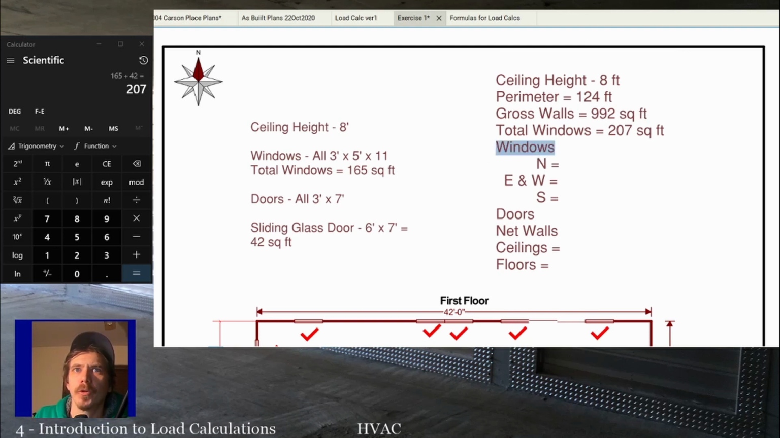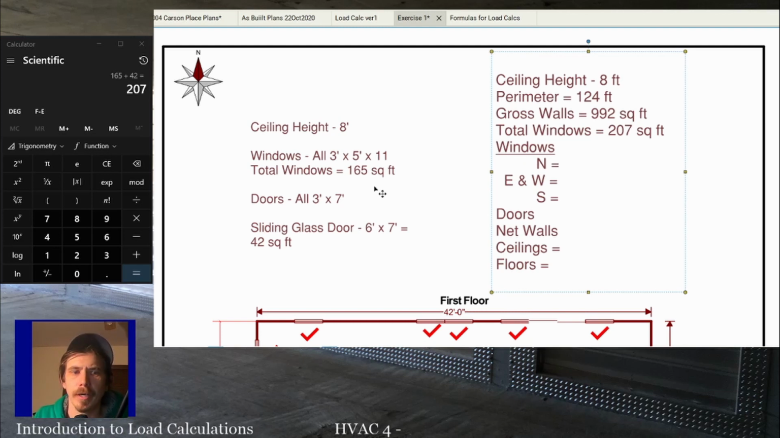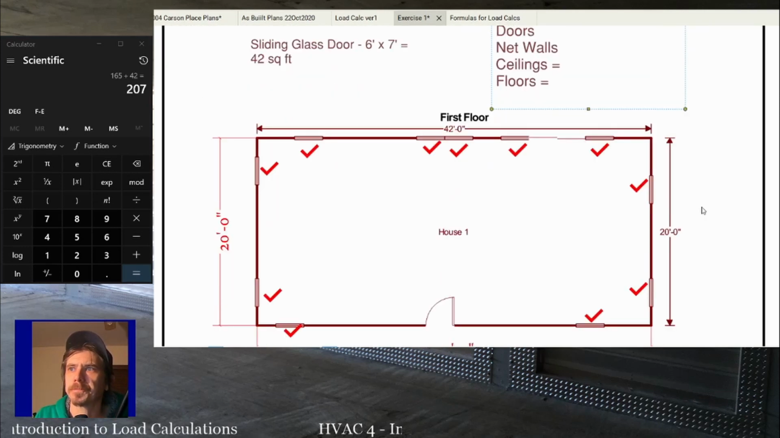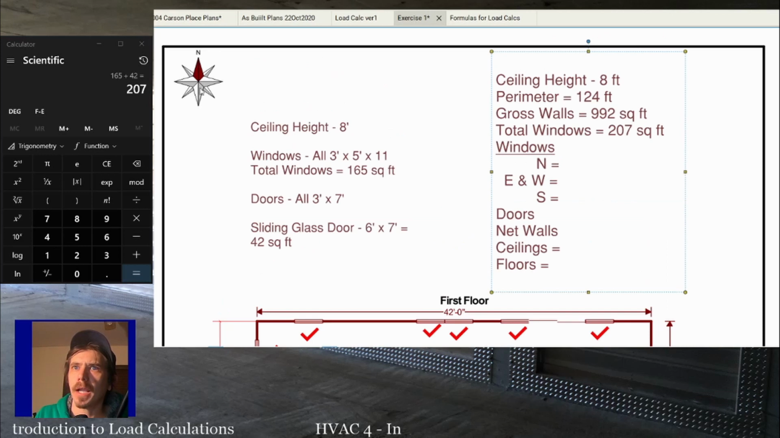So for the windows facing different directions, I always do it in this order, and I do it in this order for a good reason, because windows are the most important thing to get right. They have one of the biggest impacts on your load calculation. So it is critical you get windows correct. So when I do windows, I always do all the windows first, and then I'll count the windows that are in each direction.